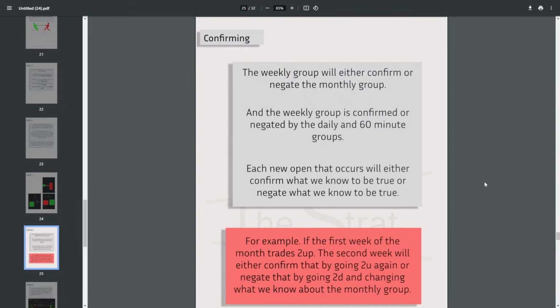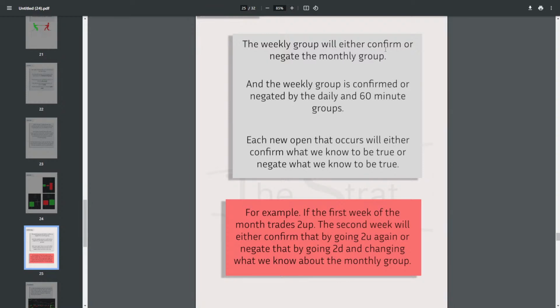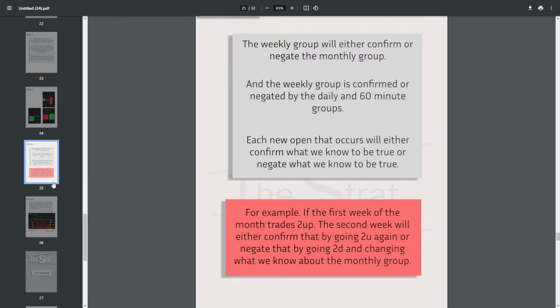So for example, let's say the first week of the month trades 2 to the upside, so it closes higher than it opened. The second week is either going to confirm that by going green and 2 up again, or it's going to attempt to negate that and go 2 to the downside, which would change what we know. So each week confirms or negates the month, and that same thing happens with the weekly group each day, and the daily group and weekly group are confirmed each 60. So it's in a constant series of confirming or negating what we already know about time frame continuity.